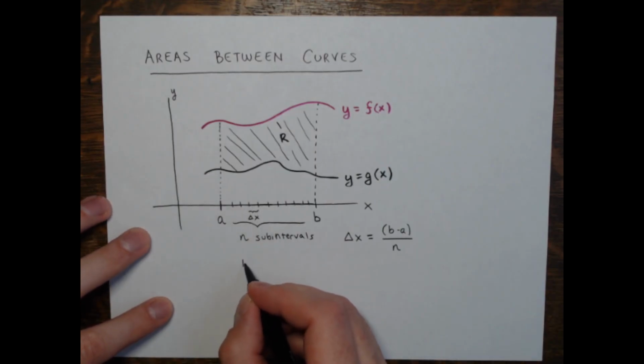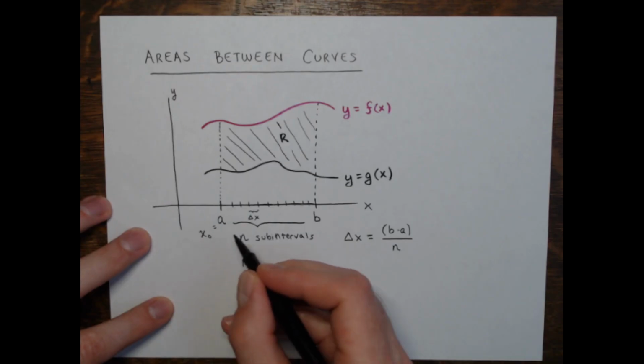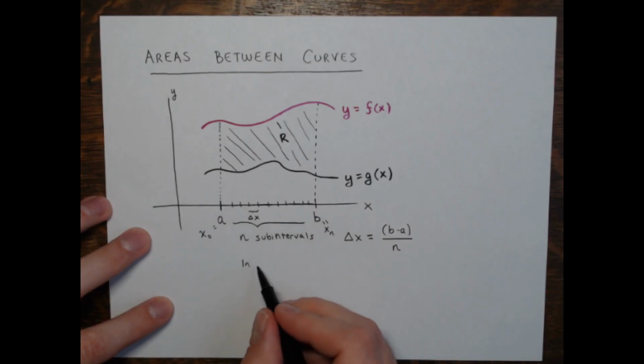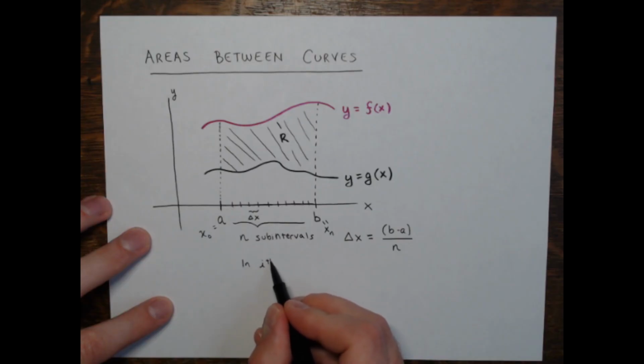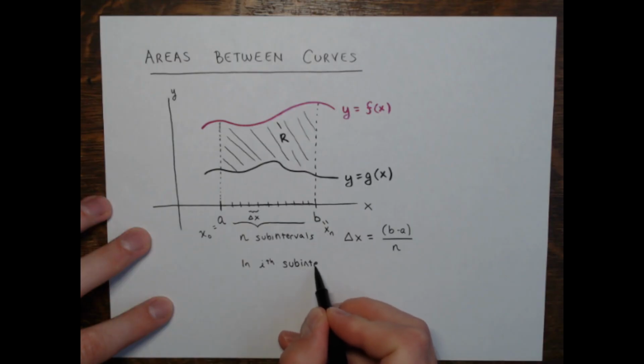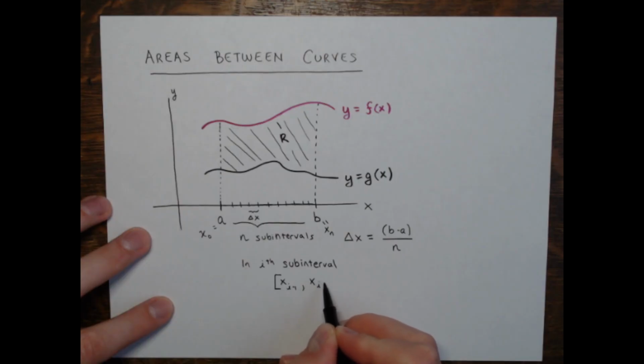And then, this left value would be called x sub 0. This far right end would be called x sub n. And then in the ith subinterval, which would look like this, you'd have x sub i minus 1 up to x sub i.